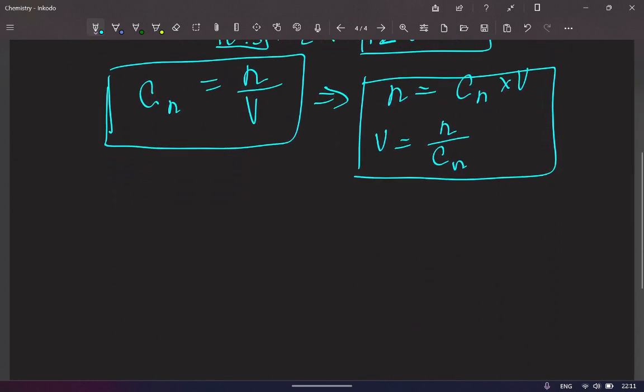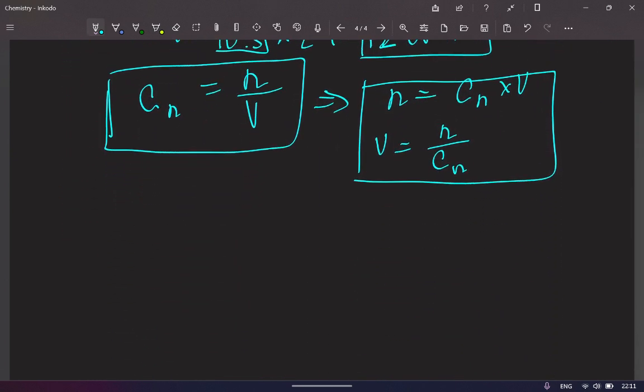Now another important thing to consider in stoichiometric questions is concentration. And concentration is equal to number of moles divided by volume. Or we can rearrange this equation, which we'll have to do pretty frequently. If we rearrange it to make moles the subject, we'll have concentration multiplied by volume, or volume will be equal to number of moles divided by concentration.